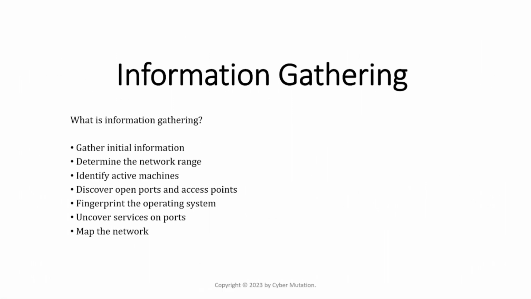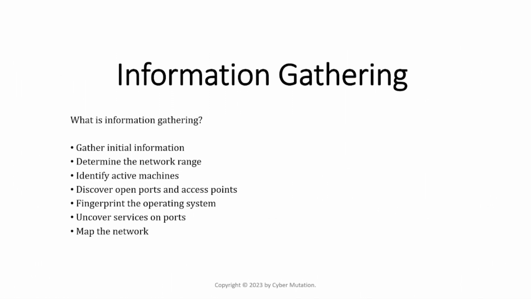And let's see what information we will gather when we are digging and searching the internet for information. Firstly, we will look for initial information. Then we will determine the network range, in which range the device resides, like the IP address. What are the active machines in the network, and what are the open ports and AP access points in the system. Access points are nothing but the Wi-Fi you are using. They are known as access points in networking language.